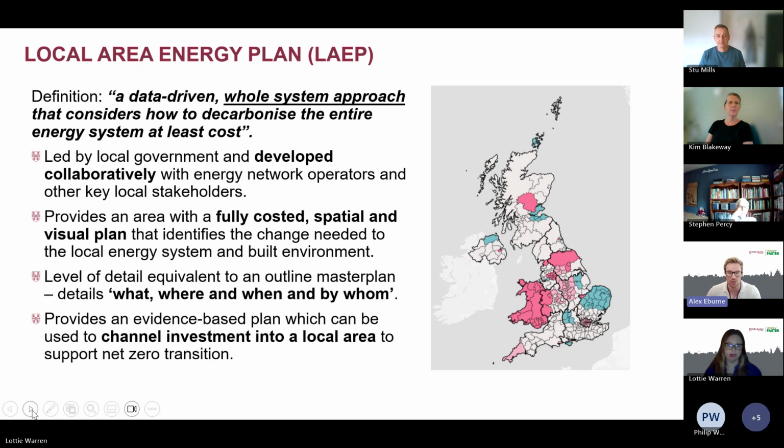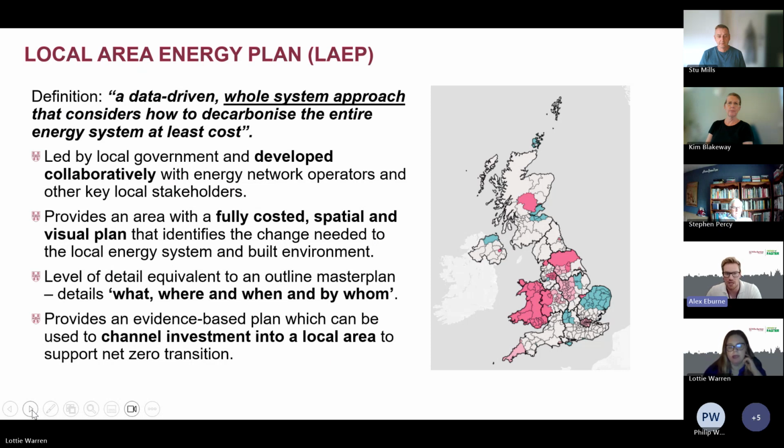It focuses on generation, how we use that energy in our buildings, how we distribute that energy. So it encompasses the entirety of our energy system, and it also looks at various different energy vectors like the gas that we use, the electricity that we use, and also the heat that we use in our buildings. The local energy plan itself is led by local government, and it's also developed collaboratively with key stakeholders like energy network operators, that's our electricity network operators and our gas network operators, and also other key local stakeholders.